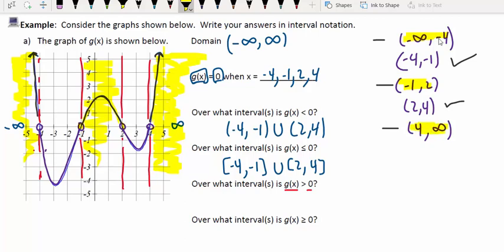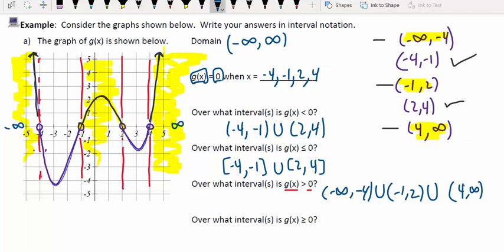So I need to copy these three intervals down, put a union symbol between them. That's where the graph would be strictly greater than 0. So -∞ to -4, put a capital U for union, -1 to 2, and then another union symbol, and finally from 4 to infinity would be my third interval.